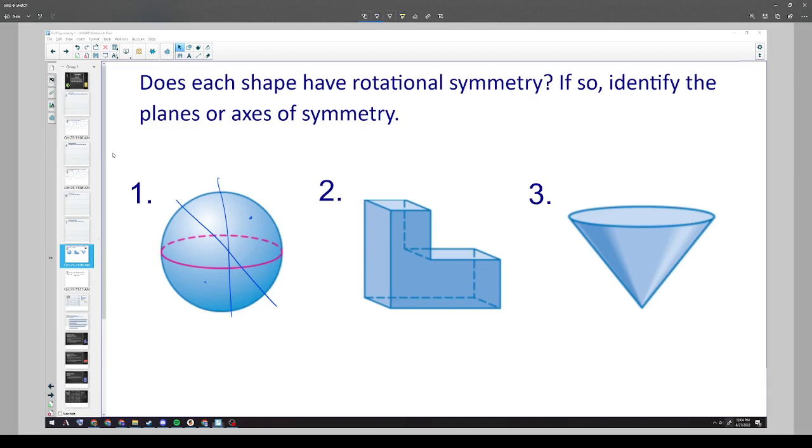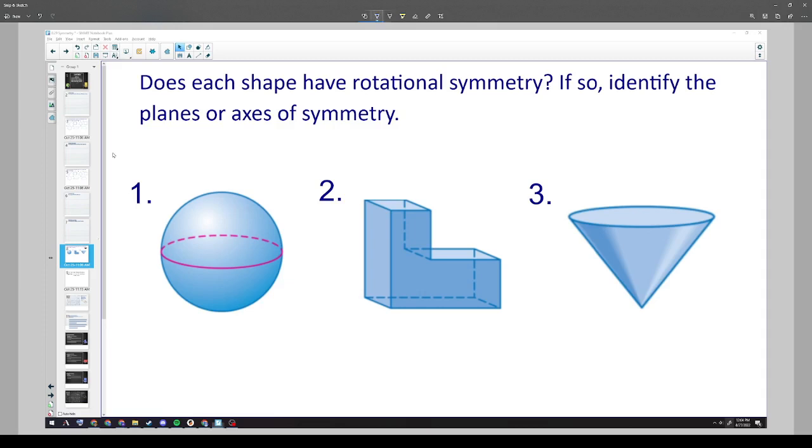But we're not limited to those cardinal directions either. I could make a plane through at any angle. So basically, a sphere has infinite planes of symmetry. I could cut any plane as long as it goes through the center point of the sphere. It's going to split the shape into two equal hemispheres. So it does have planes of symmetry, and it has infinitely many.